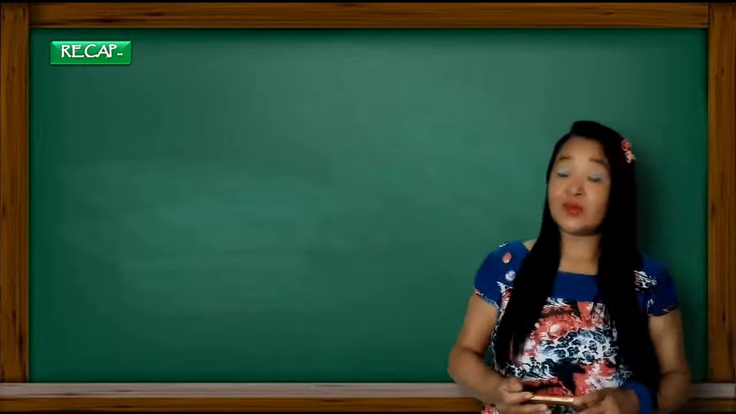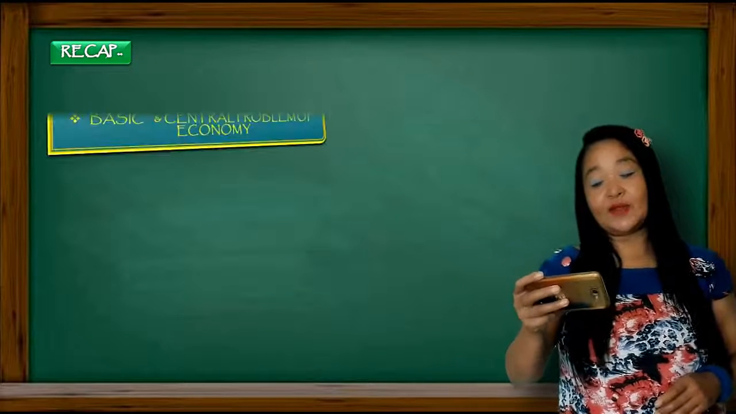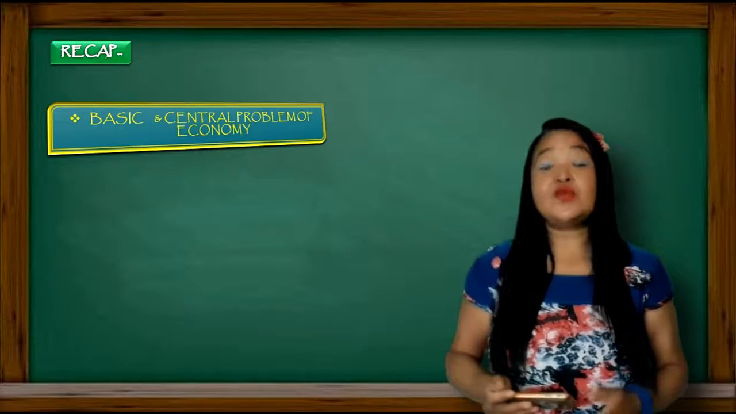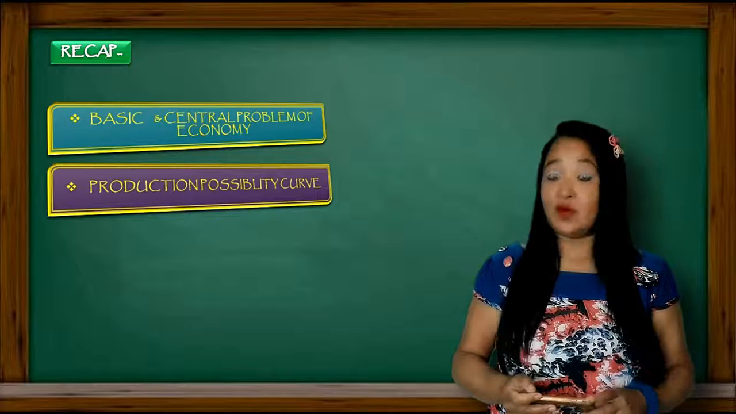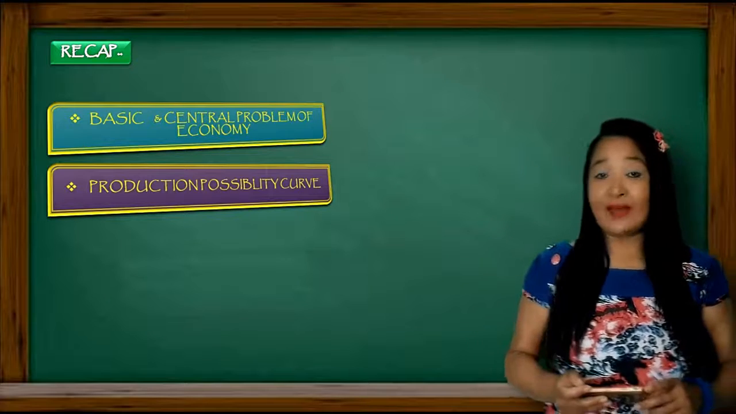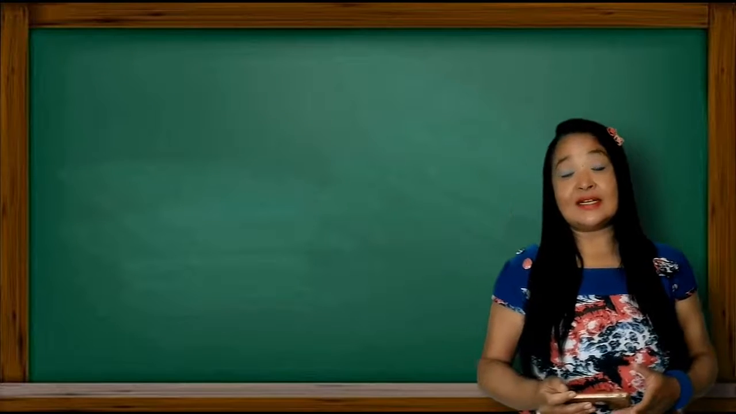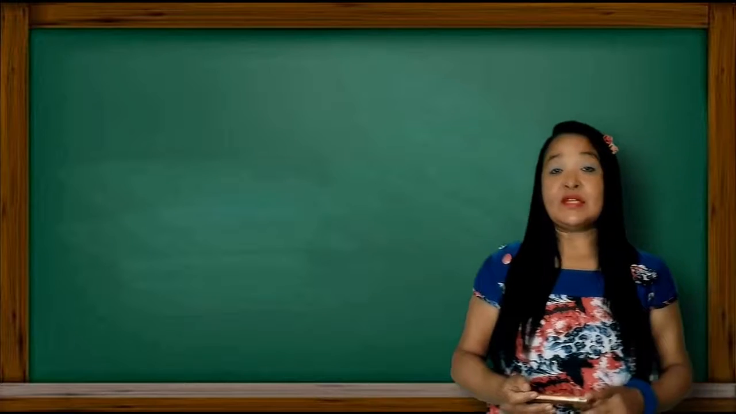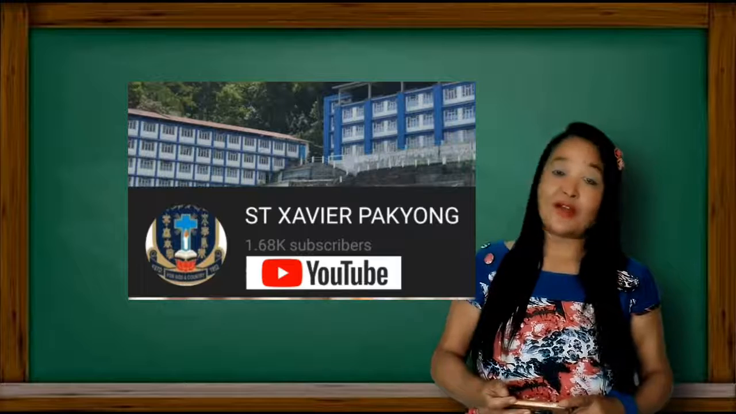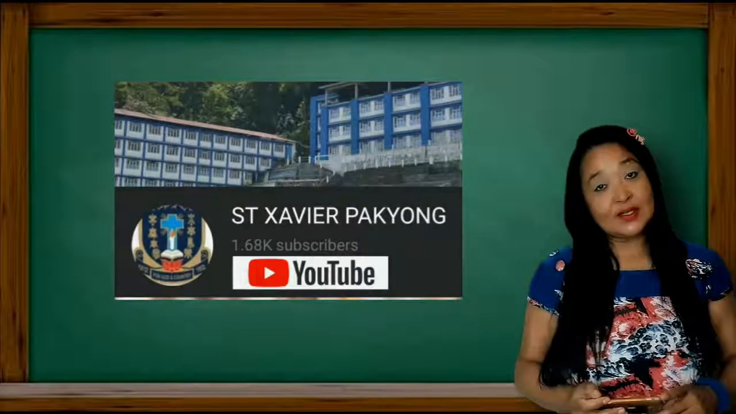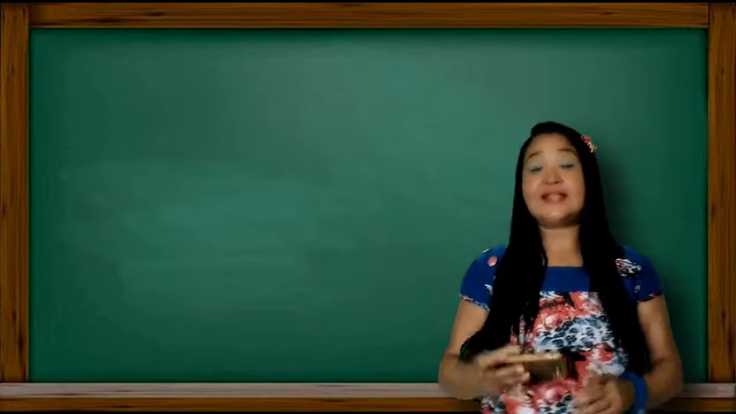In the last classes we did the lesson on the basic problem of economy, which we concluded with the topic of the production possibility curve. Those of you who haven't checked out the lessons related to this chapter, kindly go through the school's official YouTube channel, where you shall find all the links related to this topic. So let's get started.